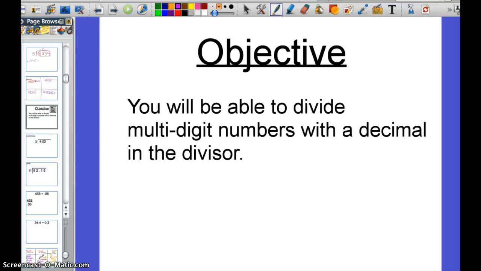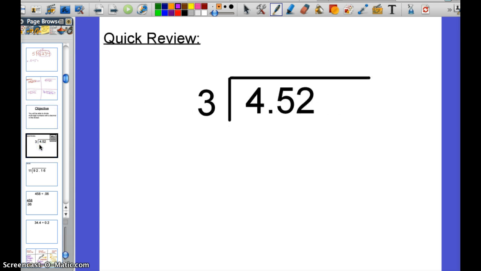Okay, so what we're going to do today is focus on what to do if you're dividing and there's a decimal in your divisor. In class today, we focused on how to divide with decimals in the dividend. And in order to be able to be successful with decimals in the divisor, you really need to know your stuff when it comes to decimals in the dividend. So let's really quickly review what to do if you find a decimal in your dividend.